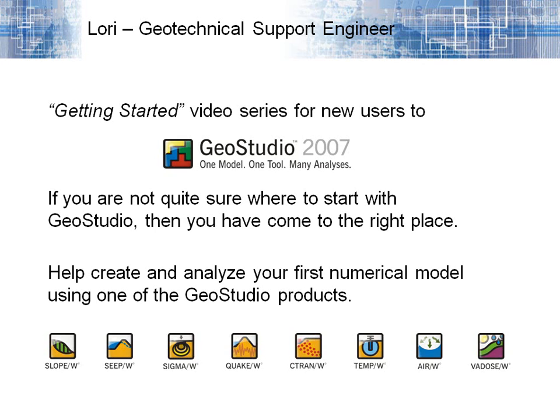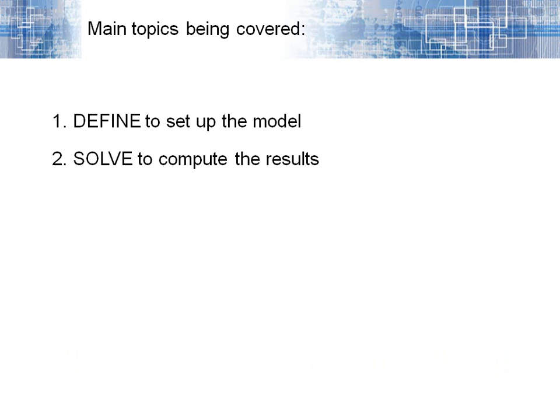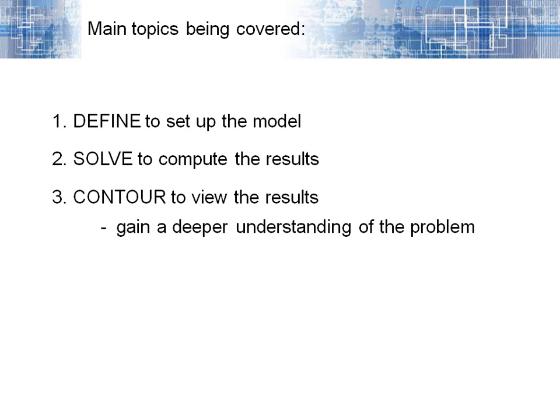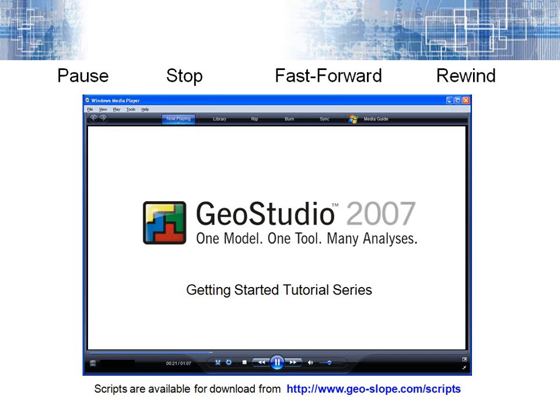These tutorial videos have been designed to help walk you through the basic steps of creating a simple model using GeoStudio. The main topics that will be covered in this series will be how to use Define to set up a numerical model, using the Solve module to compute the numerical solution, and how to use Contour to view the results and to gain a deeper understanding of the problem you're modeling. You can pause, stop, fast forward, or rewind these videos at any time by using the controller bar positioned at the bottom of the window.